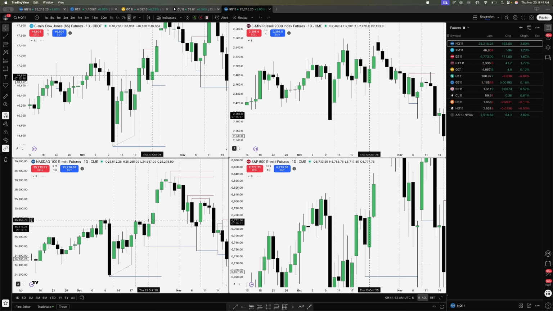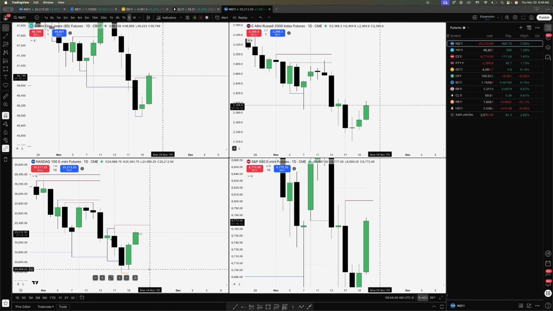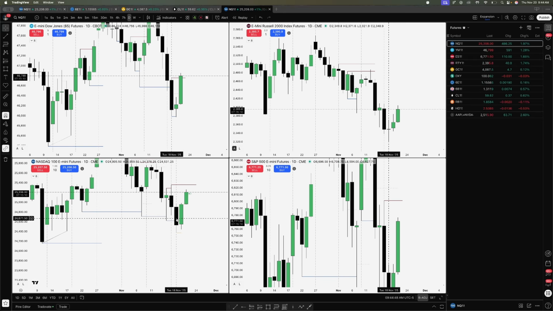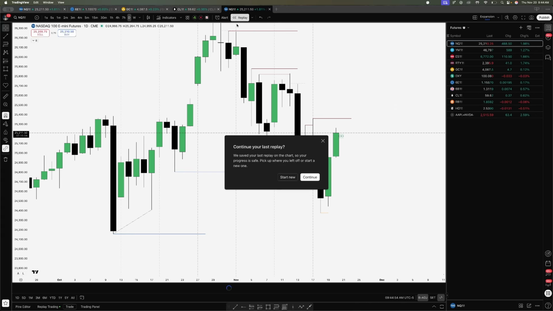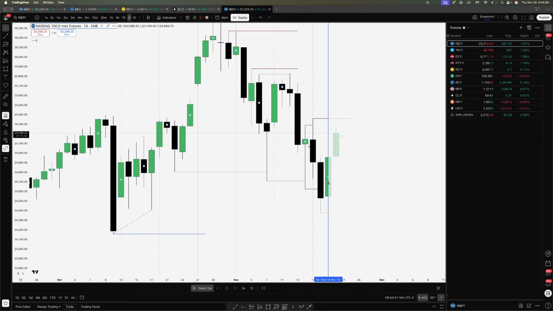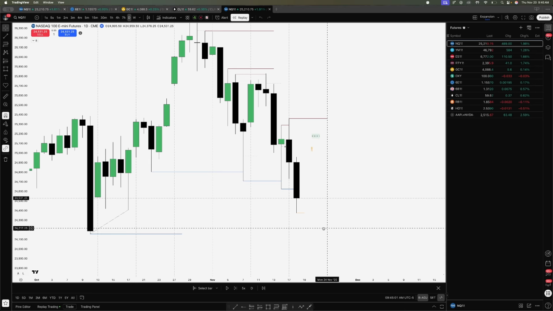Let's see some daily candles here. Let's take a look. Like this. This is a great example, right? So let's go to NQ yesterday. So let's say you see Tuesday's candle. Big bearish candle.